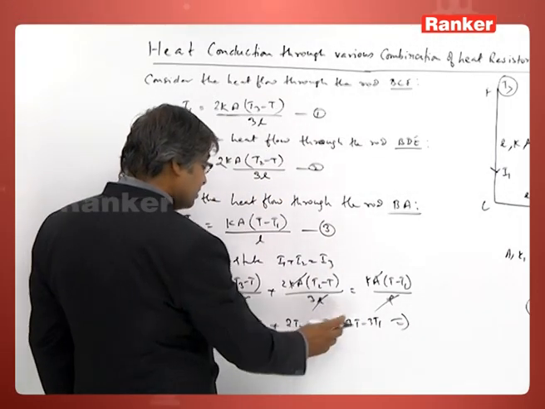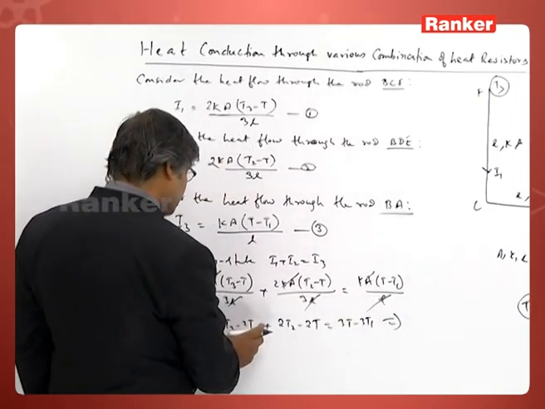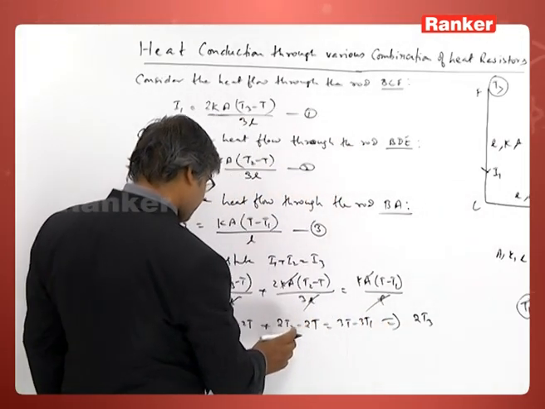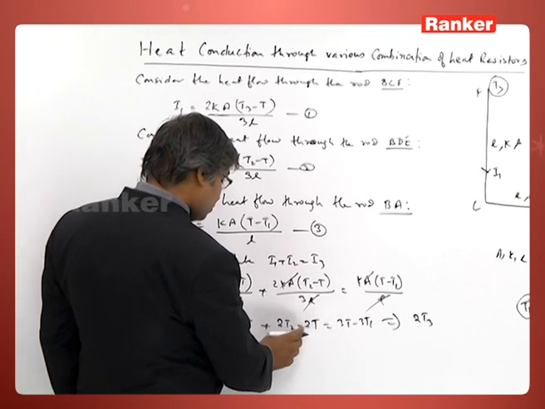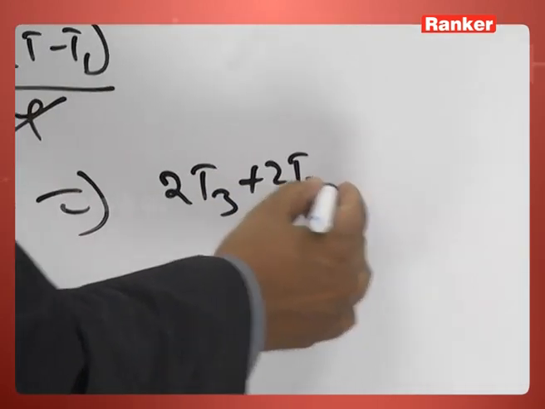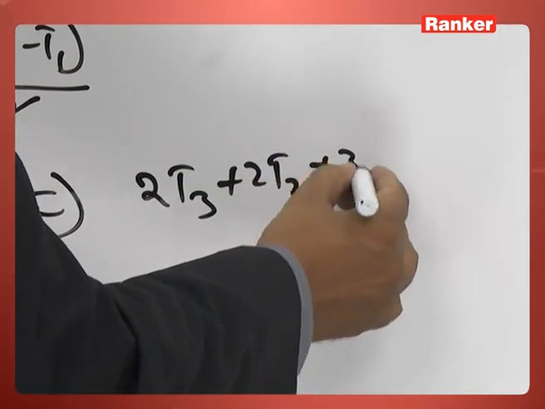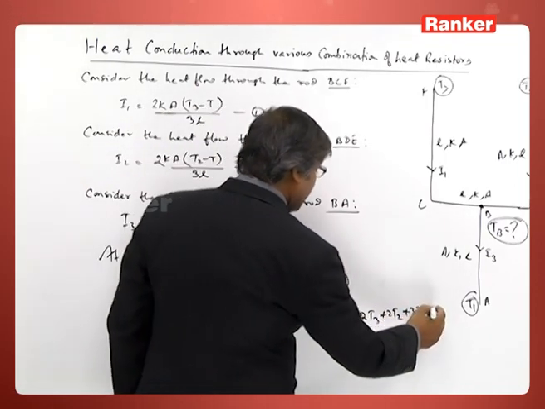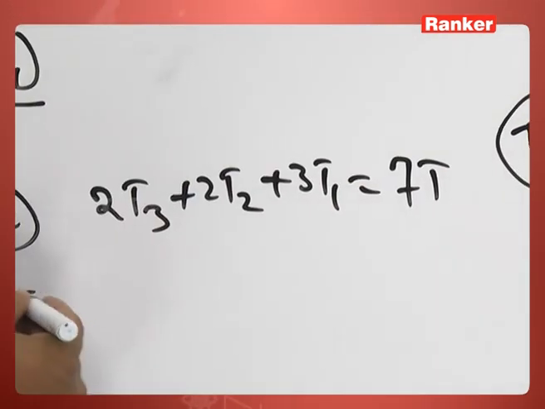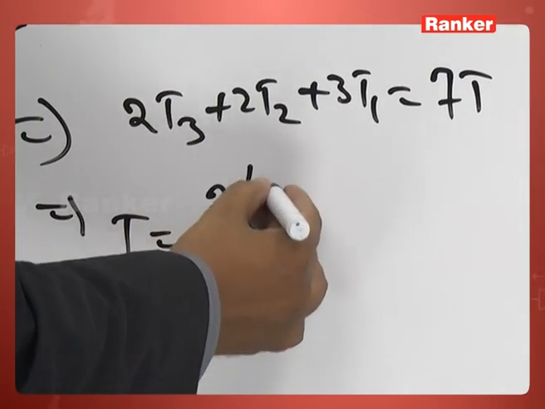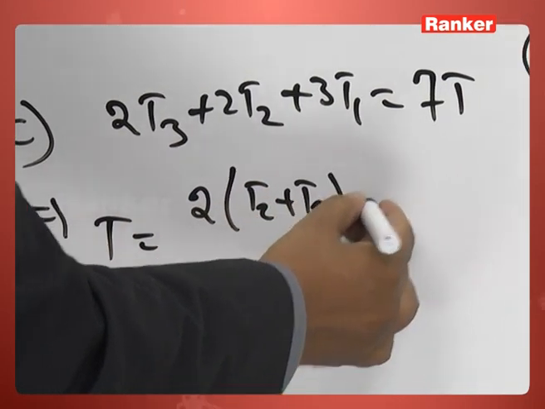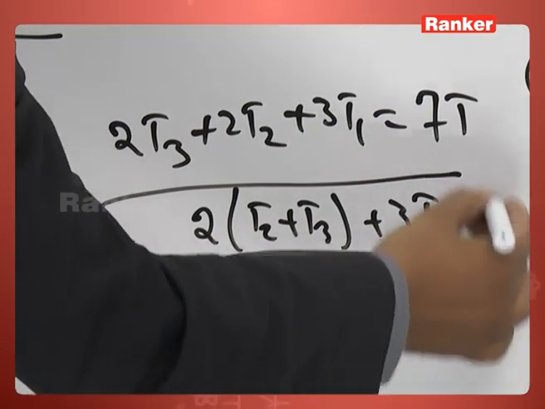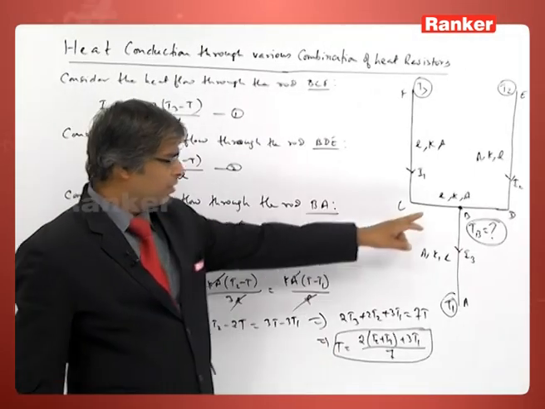So, let us bring all T's to this side and all the rest to the other side. So, here 2 T3 and 3 T1 will be brought here, plus 2 T2 is also there, then plus 3 T1, equal to this 2T, 4T, and plus 3, this is 7T. This implies T is equal to (2 T2 plus 2 T3 plus 3 T1) by 7. This is the temperature of B.